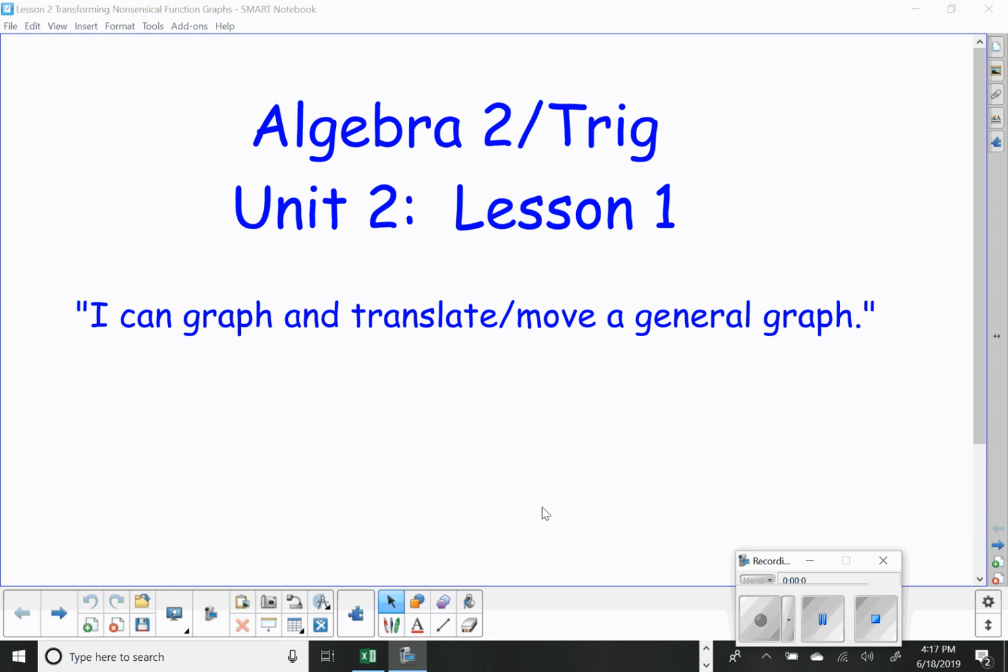Alrighty, Unit 2, Lesson 1. Actually, this is Lesson 2. You will be able to graph and translate and move general graphs, also known as piecewise graphs. This is such an important lesson. This lesson is the foundation of everything from here through the rest of this year and so much more. So if you didn't get it in class, please listen to it now. Listen to it again if you need to.